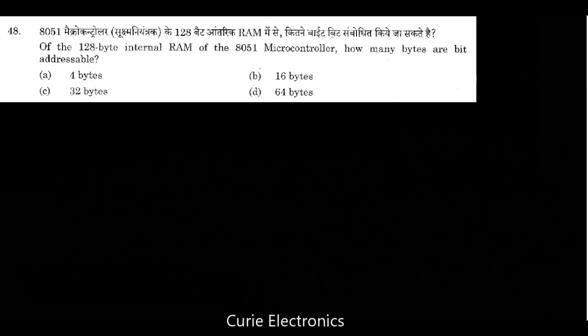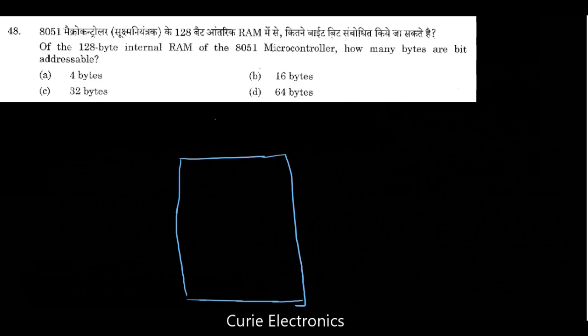Of the 128-byte internal RAM of the 8051 microcontroller, how many bytes are bit addressable? We can represent the RAM like this. For the basic 8051, how much RAM is there? That is 128 bytes of RAM for the basic 8051 microcontroller.